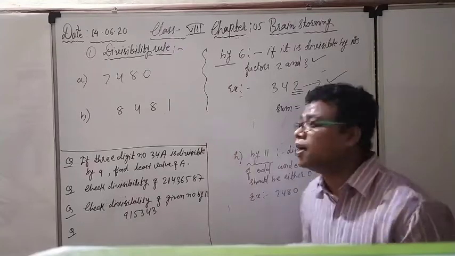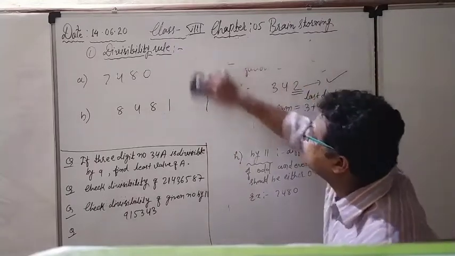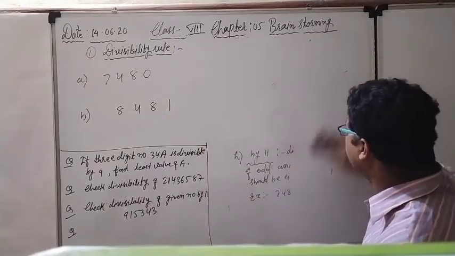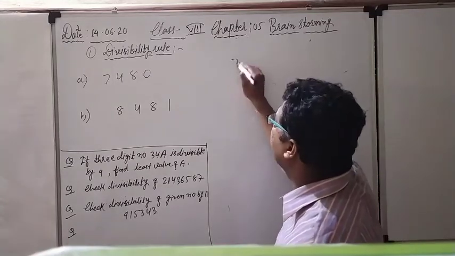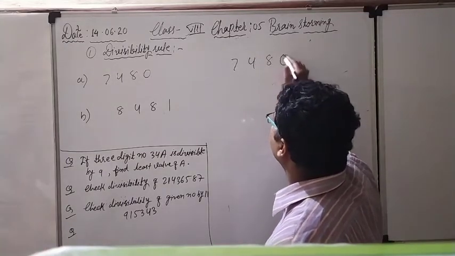Now see the examples which I have written on the left hand side of the board. Then only you are going to understand. See here, 7480. So what is this?